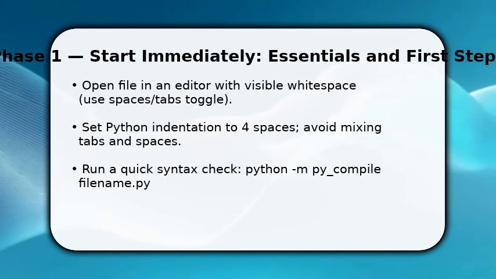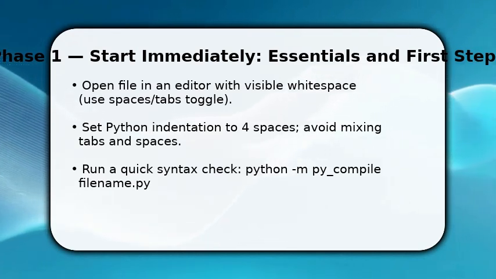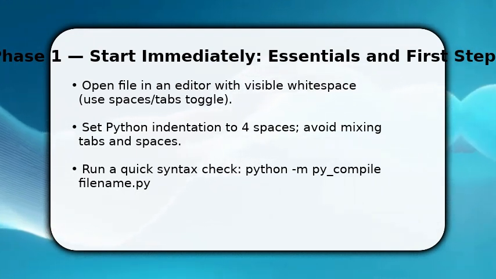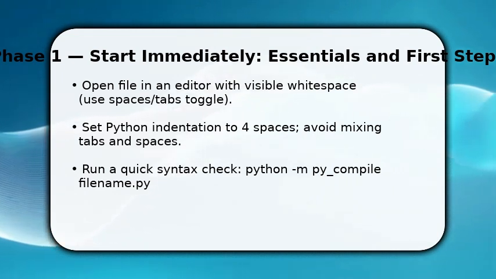Enjoy the video. You already have Python and your editor. Now start fixing indentation. First, show whitespace characters so you can see tabs versus spaces. Once visible, convert all indentation to spaces, aim for 4 spaces per level, because Python treats tabs and spaces differently.